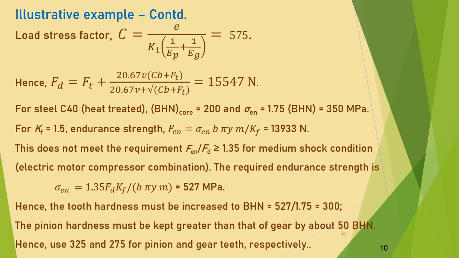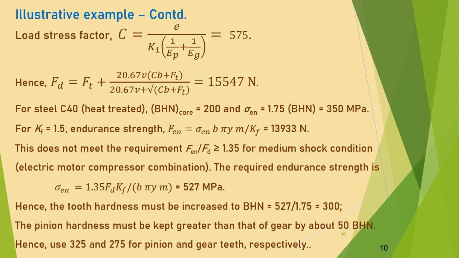Knowing the probable error in gearing action and factors K1, EP and EG, we can calculate the load stress factor C, which comes out to be 575. Now, knowing all values in the Buckingham equation, we can calculate the dynamic tooth load, which comes out to be 15547 Newton. For steel C40 heat treated, the surface BHN has been mentioned as 300. The core BHN will be somewhat lower, say it is 200. Then the endurance strength of the material is 1.75 times BHN, that is 350 MPa.